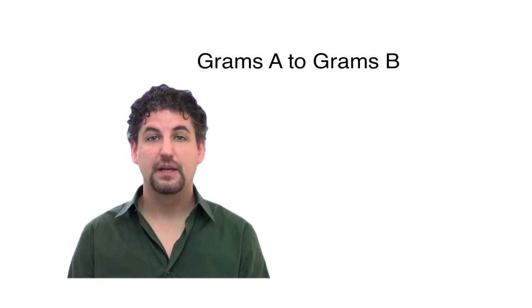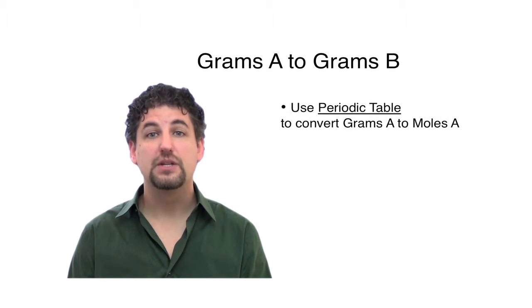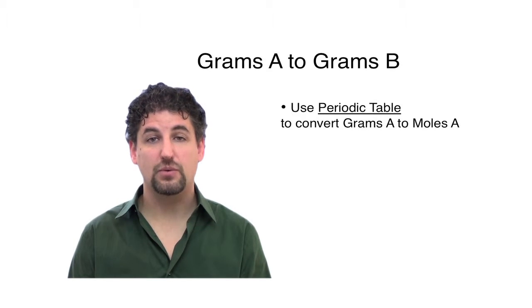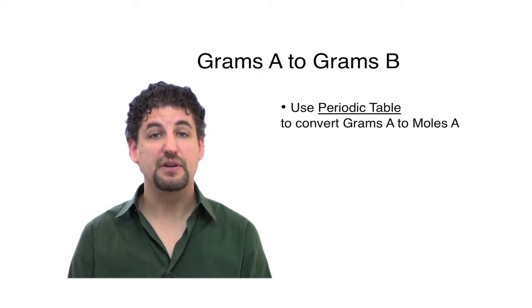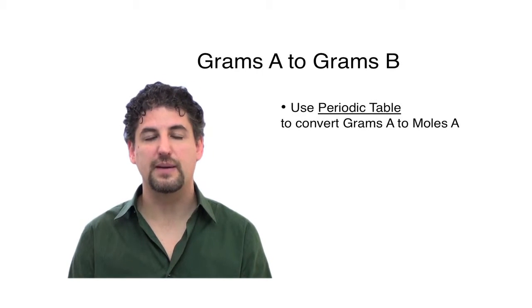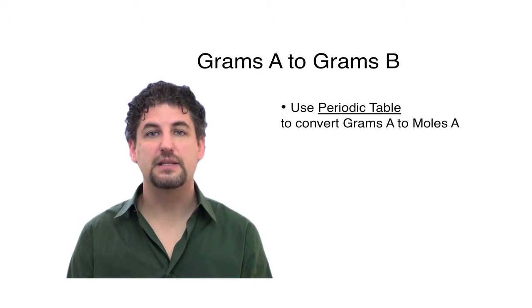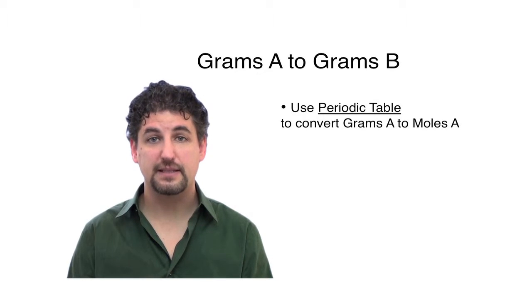So step 1, you're going to need a periodic table. And that periodic table is going to help you go from grams of A to moles of A. All right, so once you have the molar mass or the formula mass of your first substance, which is the given information, and it tells you like 200 grams of this or 100 grams of this, that's the first step. Okay, so find that substance and find the formula mass or molecular mass of that substance.